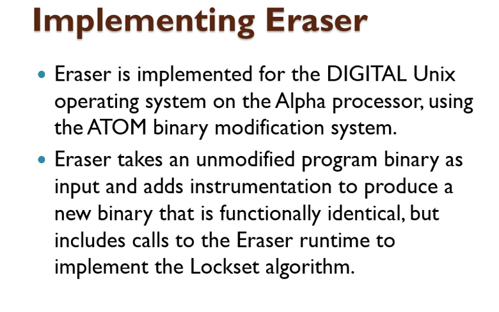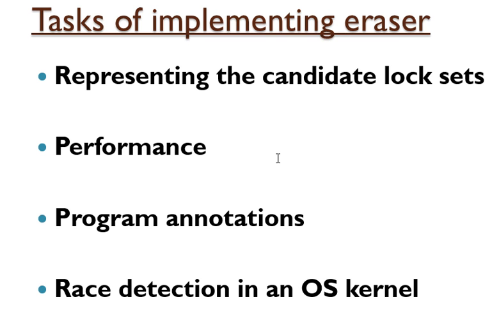Moving on with the presentation, now let's see the tasks of implementing Eraser. There are basically four tasks which are being described in this research paper. The first one is representing the candidate lock sets. The next one is the performance. The next one is the program annotations, and the last one is the race detection in an OS kernel. Firstly, let's see what representing the candidate lock set is.